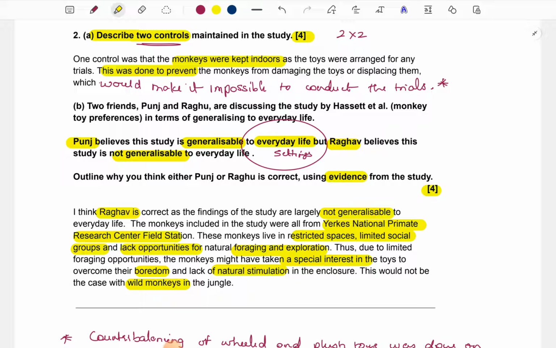At this point, some students would tell me, but that doesn't matter. Like, even if it does not apply to the wild monkeys, it does apply to humans. Always keep your thinking clear and straight. What are they asking you about? They're asking you about everyday life. Why are you confusing issues so much? Why have you started thinking about extrapolation when that is not what is asked for over here?